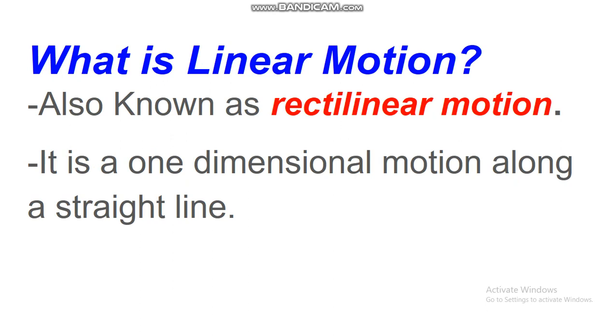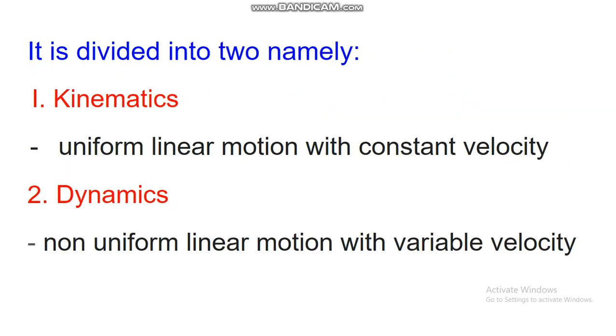So we start by asking ourselves, what is linear motion? Sometimes linear motion is known as rectilinear motion, and it's defined as a one-dimensional motion along a straight line. Some people call it 1D. The word linear means a straight line, motion in a straight line.